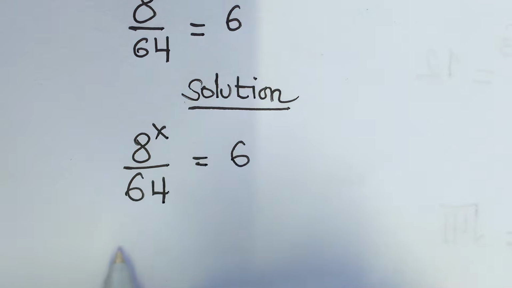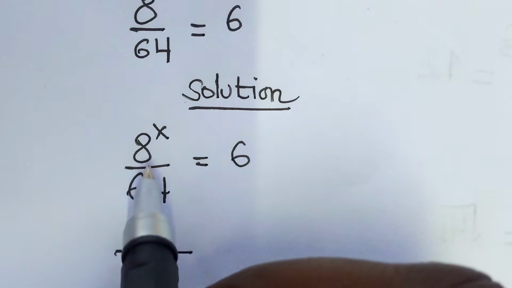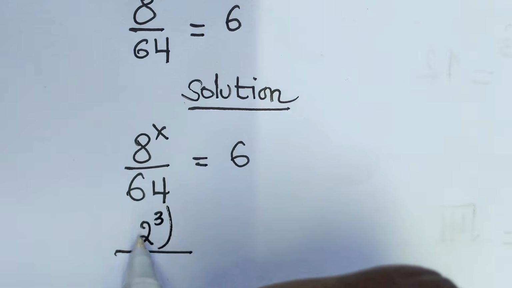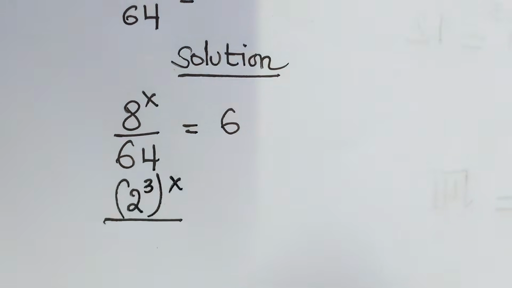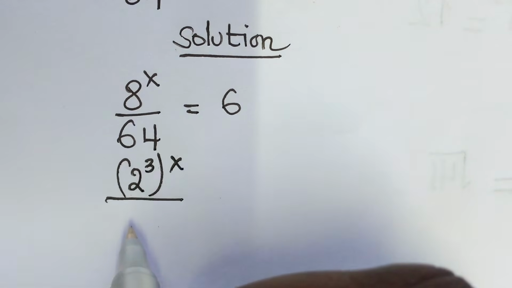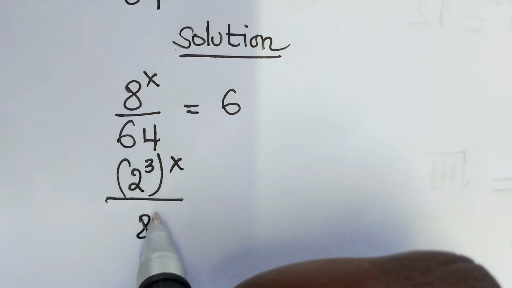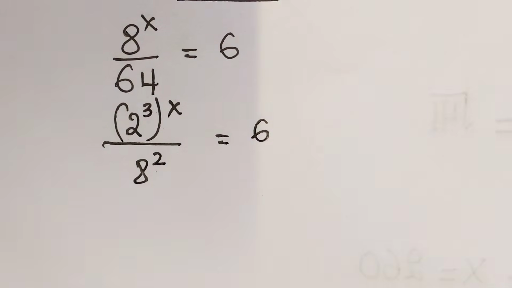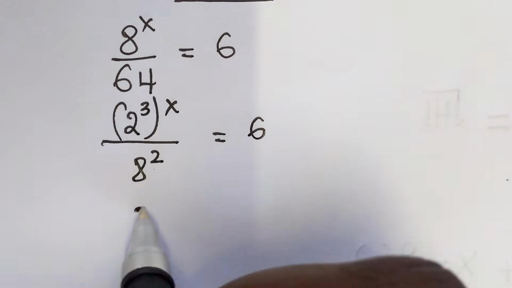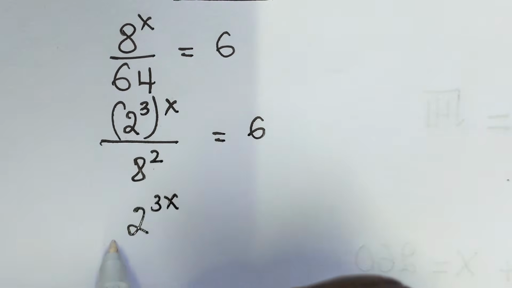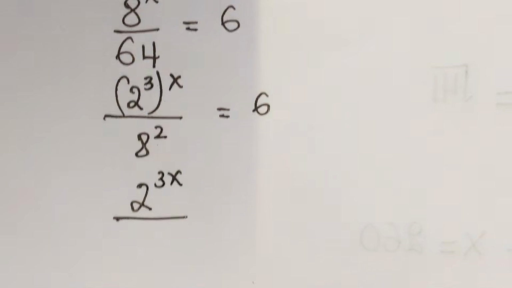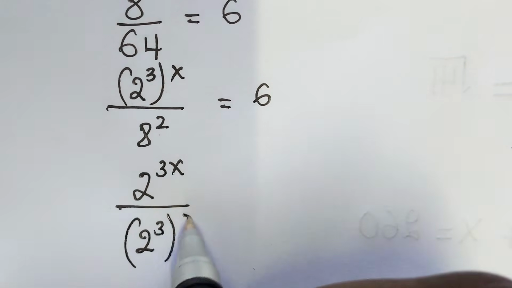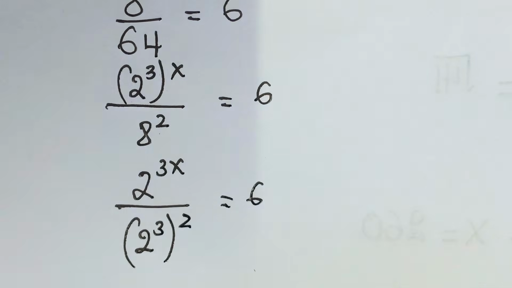First of all, here we have the bar. This 8 is equal to 2 power 3, then power x, and this 64 is equal to 8 power 2, which is equal to 6. Then at this stage we write 2 power 3x over 2 power 3 squared, which is equal to 6.